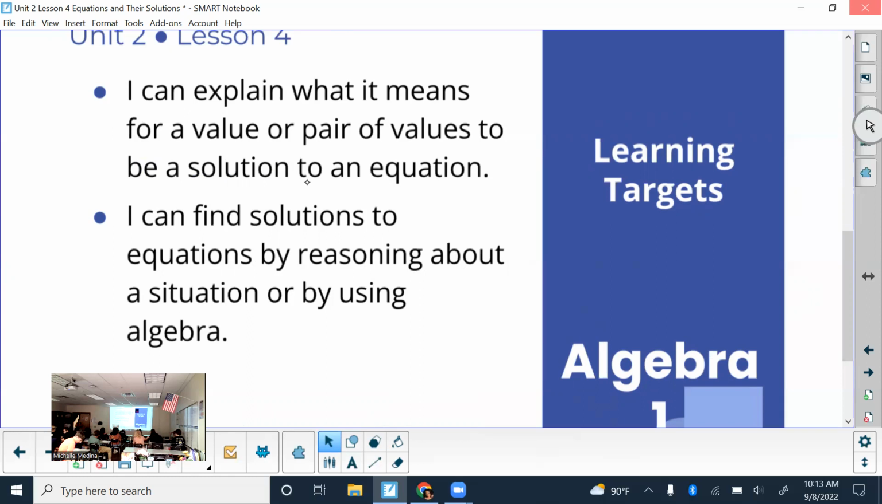And here are the goals for today. If you can explain what it means for a value or pair of values to be a solution, then you've met the goal. If you can find solutions to equations by reasoning about the situation or by using algebra, that's the other.